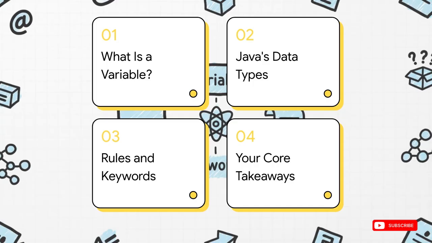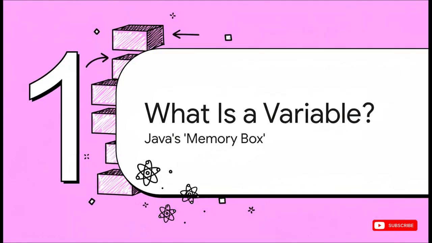So here's our game plan. First, we'll ask, what is a variable? Then, we'll dive into Java's data types. After that, we'll look at the essential rules and keywords, and we'll wrap up with the core takeaways. Let's do it. Okay, first up, what is a variable?